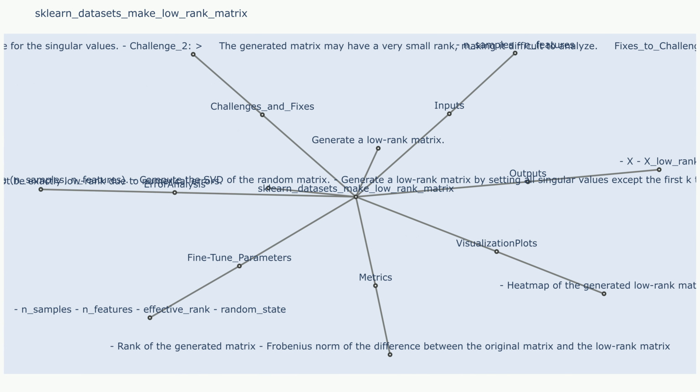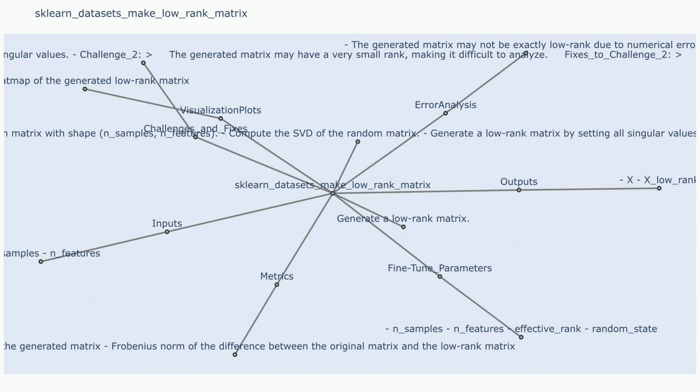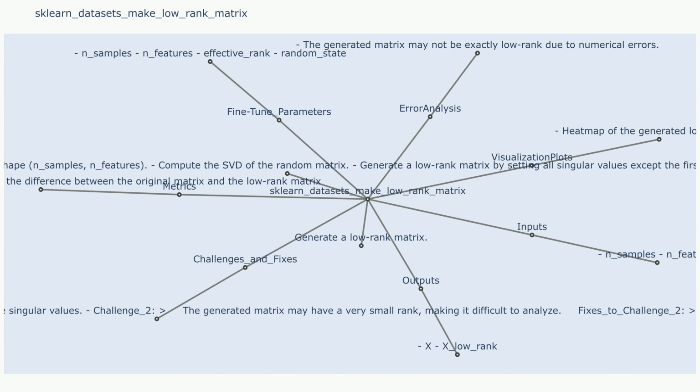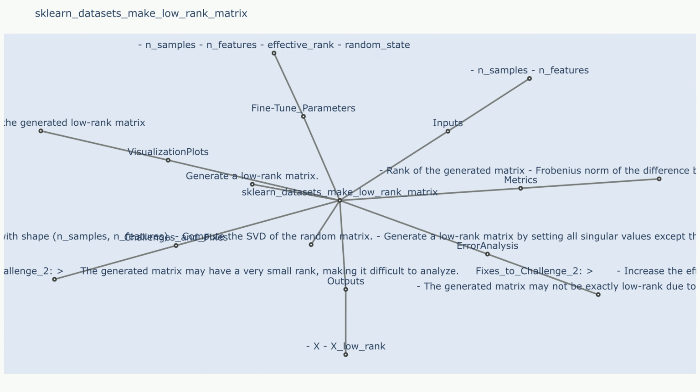Challenges and fixes. Challenge 1. Generating a matrix with an exact rank. The generated matrix may have a slightly higher rank than the specified effective rank due to numerical precision issues. Sample use case that resulted in challenge 1: when trying to generate a matrix with an effective rank of 10, the resulting matrix might have a rank of 11 due to numerical rounding. Fixes to challenge 1. Use a tolerance value when calculating the rank, allowing for small variations from the specified effective rank.